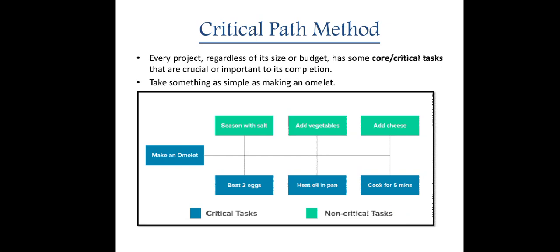So let us see what are the critical tasks. First one is beat eggs, heat oil in pan and cook for 5 minutes. So these are the critical tasks. Now if we ignore any one of the critical tasks, if we ignore eggs, so omelette is incomplete. If we ignore heat oil in the pan, so even the project is incomplete. And if we ignore cooking, so there will be no omelette. So these are the 3 important critical tasks in preparation of an omelette.